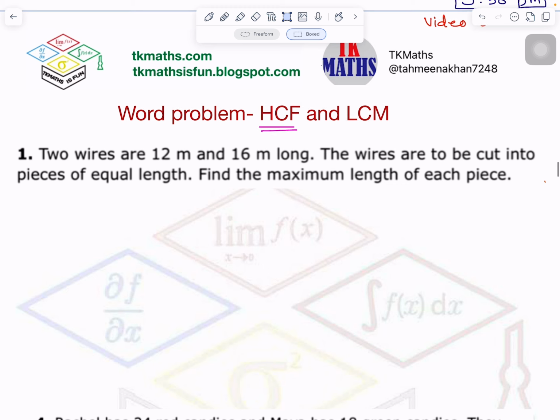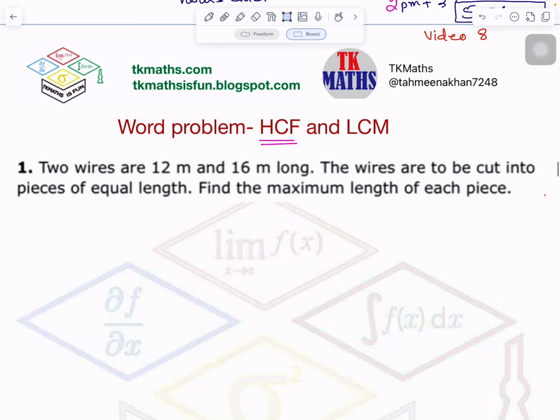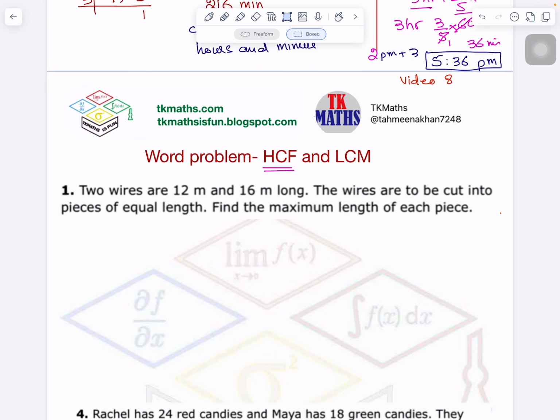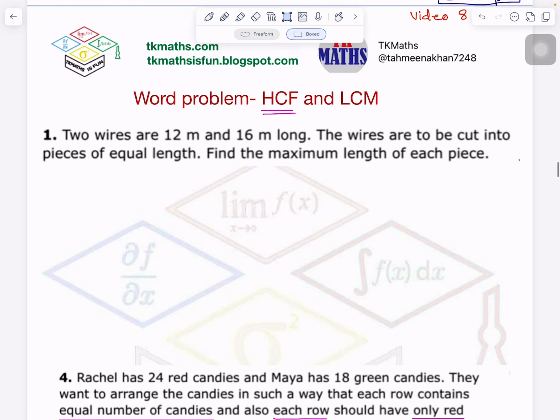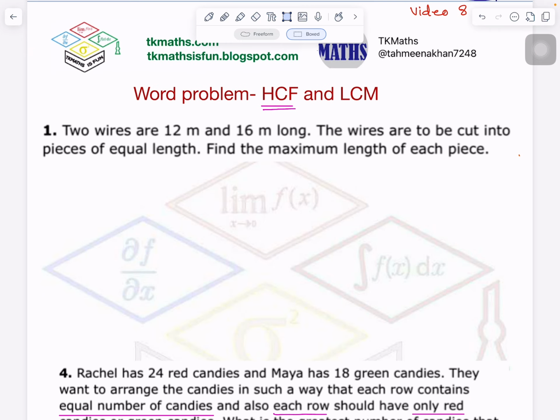In today's video, which is video number 8 on HCF and LCM word problems, real life application. In the last video, we have seen all the cases of LCM. Now in this video, there are two questions on word problems on HCF and one is a challenge. The level is getting advanced and this is the last video on HCF and LCM. So let's start with question number 1.